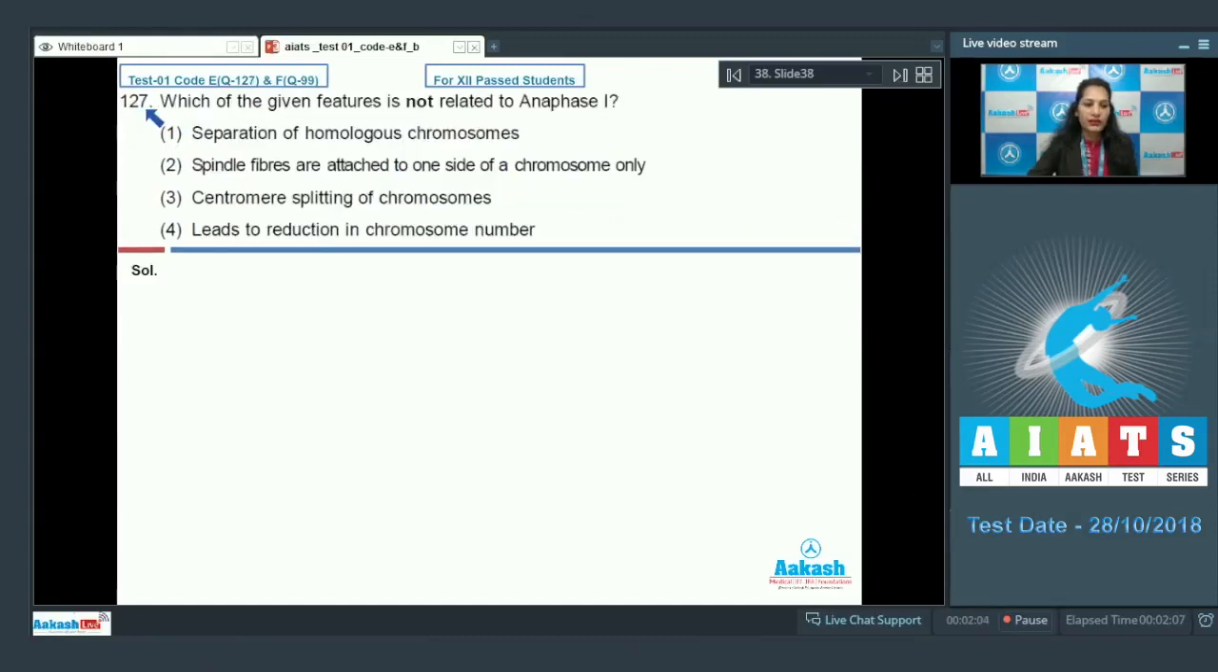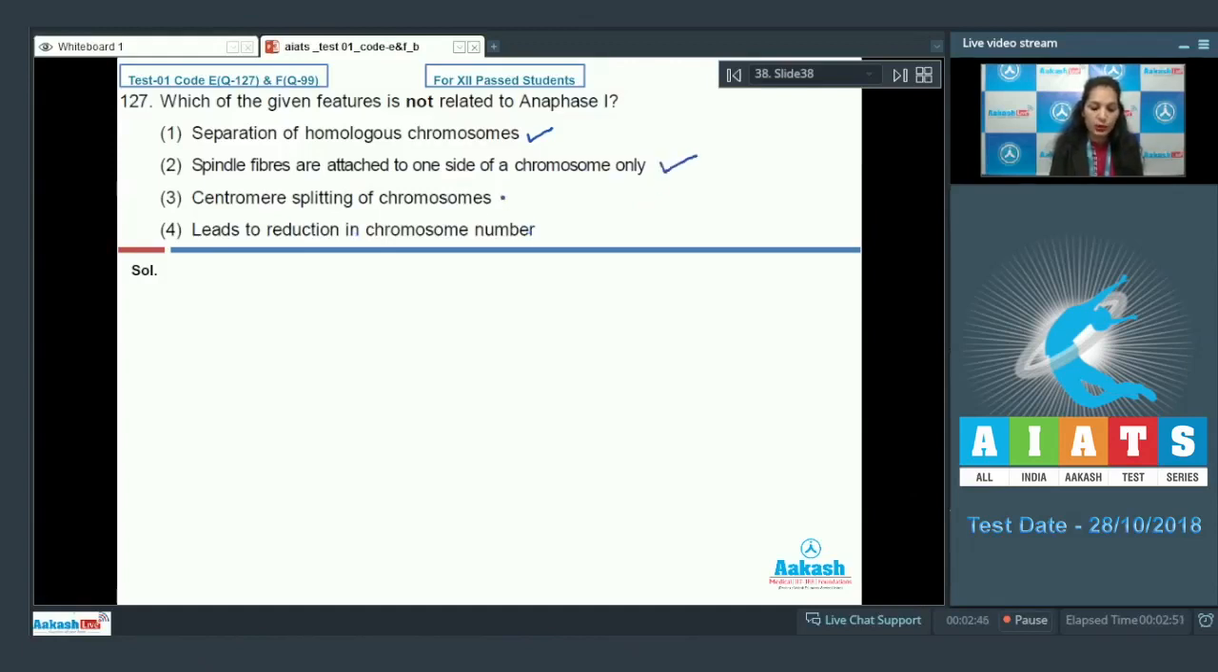Question number 127. Which of the given features is not related to anaphase 1? Separation of homologous chromosomes. Spindle fibers are attached to one side of a chromosome only. Centromere splitting of chromosomes leads to reduction in chromosome number. In anaphase 1, there is separation of homologous chromosomes. It is true regarding anaphase 1. Spindle fibers are attached to one side of a chromosome only. Yes, spindle fibers are attached to one side only, as there are two metaphasic plates in metaphase. So this is also true.